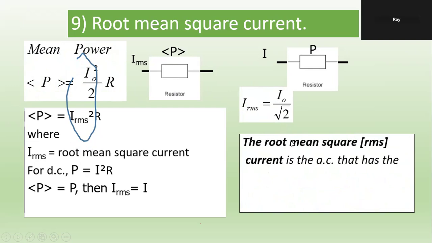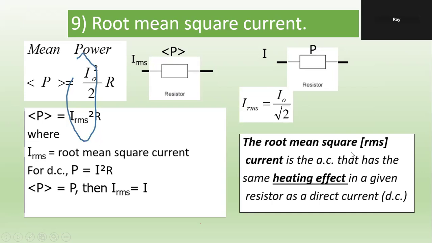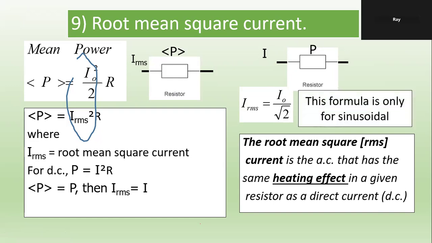Root mean square current is the AC current that has the same heating effect in a given resistor as a direct current. Right? The direct current and the root mean square current have the same heating effect in the resistor. That's how we define a root mean square value. Memorize it. Right? This formula is only for sinusoidal. Recall and use.